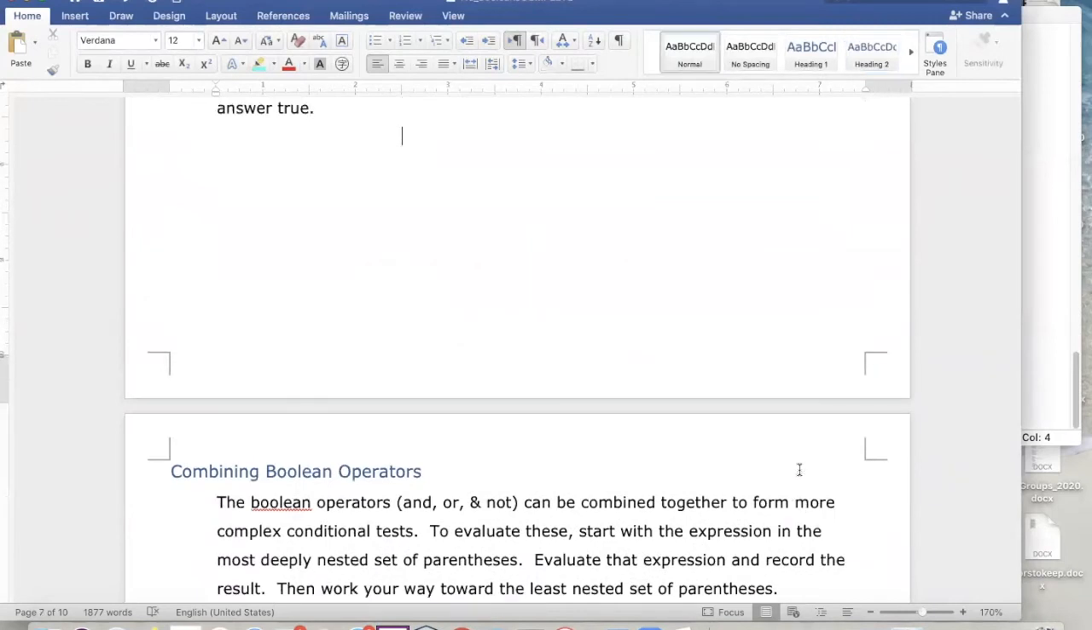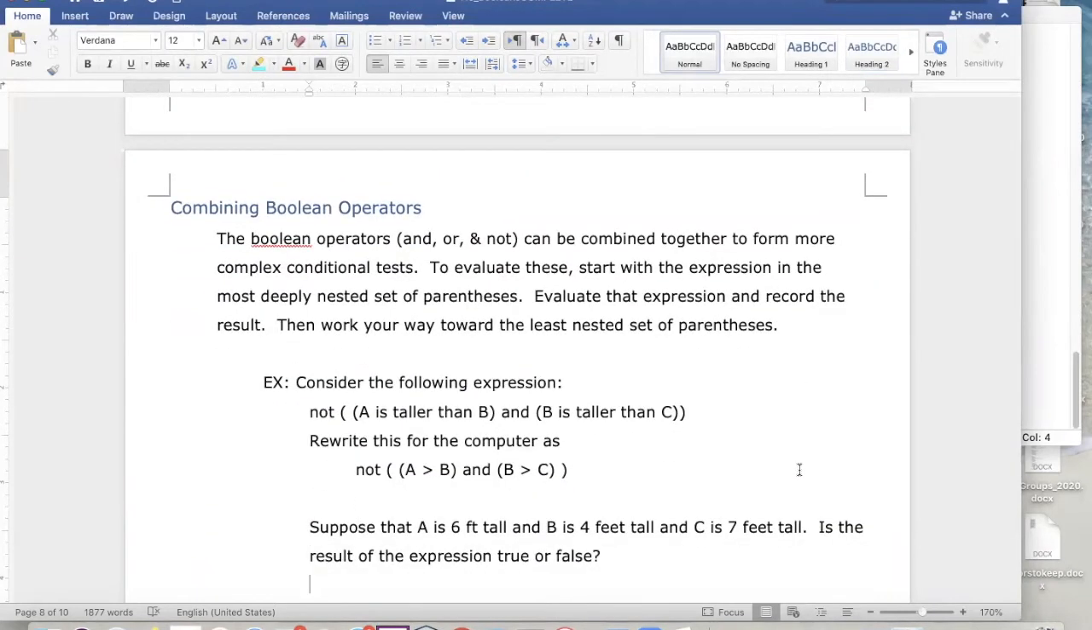So let's evaluate an example expression. Suppose that we wanted to find out whether it's not true that person A is taller than person B and person B is also taller than person C. We would have to rewrite that for the computer using some relational operators. Remember, the computer can't evaluate English expressions like is taller than. Instead, you have to use a relational operator to compare numeric values. So here we'd be comparing is A bigger than B and B is bigger than C. And then we want to know if the combination of those two expressions is not true.